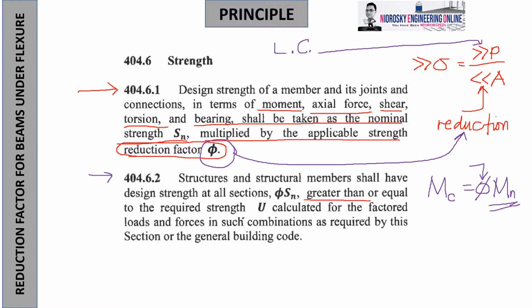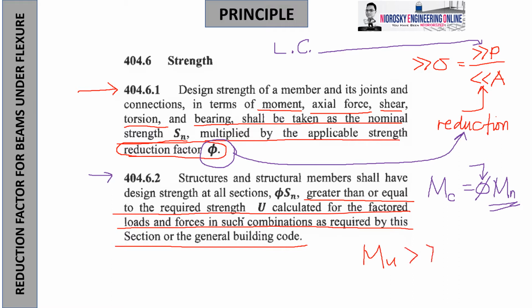The design strength should be greater than or equal to the required strength, calculated from the factored loads and forces in such combinations as required by this section. Of course, the capacity should be more than the maximum, say M sub A, which is taken from the load, or let's say actual. Meaning this is the computation of the maximum moment taken on the beam, while M sub U is taken as the capacity. So for us to say that the section is safe, the capacity should always be more than the actual.